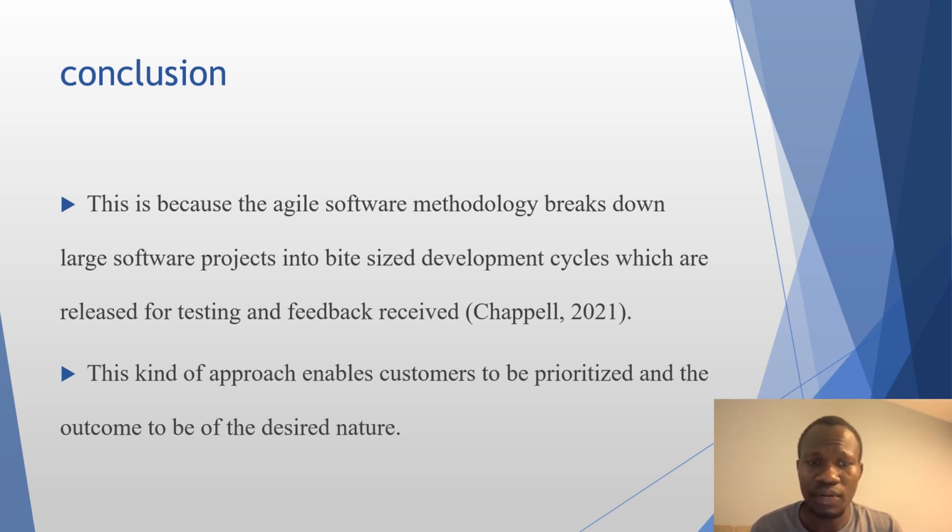So the agile software methodology breaks down large software projects into bite-sized development cycles, which are released for testing and feedback. This offers a surety that we are going to have the outcome that we expect, the quality that we expect of this software, because it is tested frequently. Two, compared to the other software development methodology, where you have to write down all the steps and follow them, it is rigid, hence might not produce the steps faster.